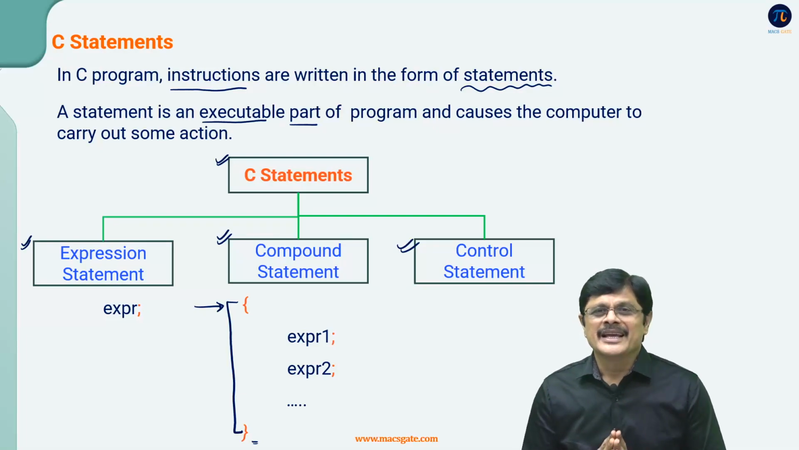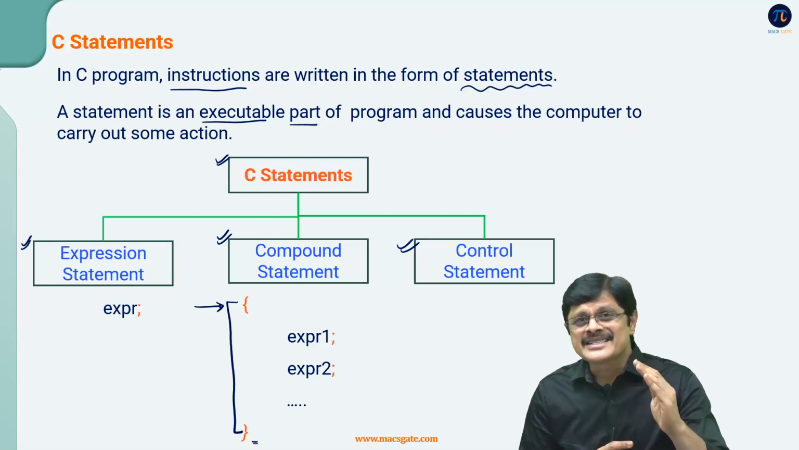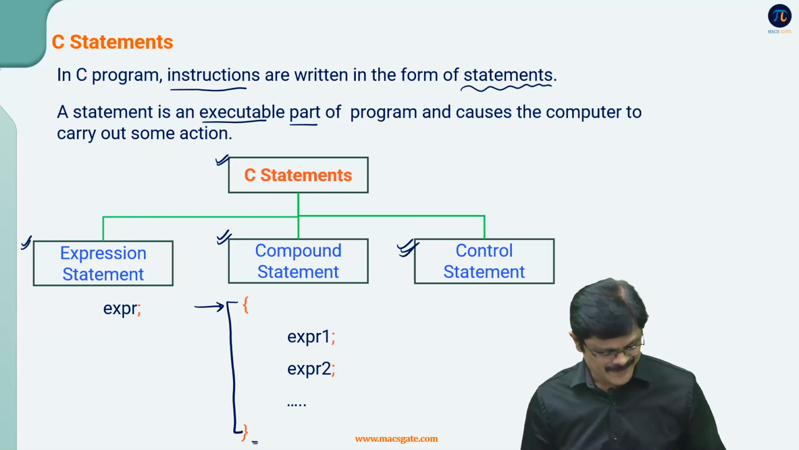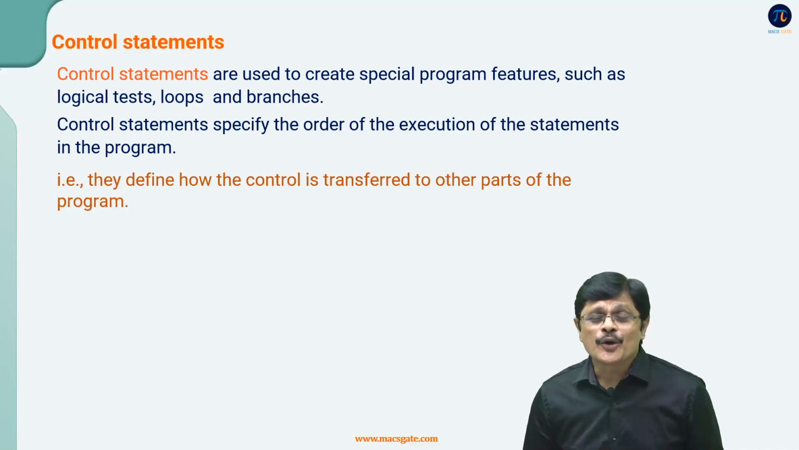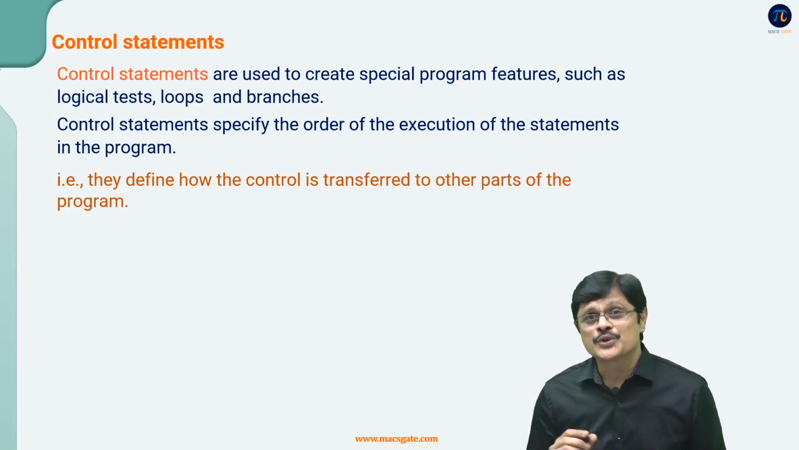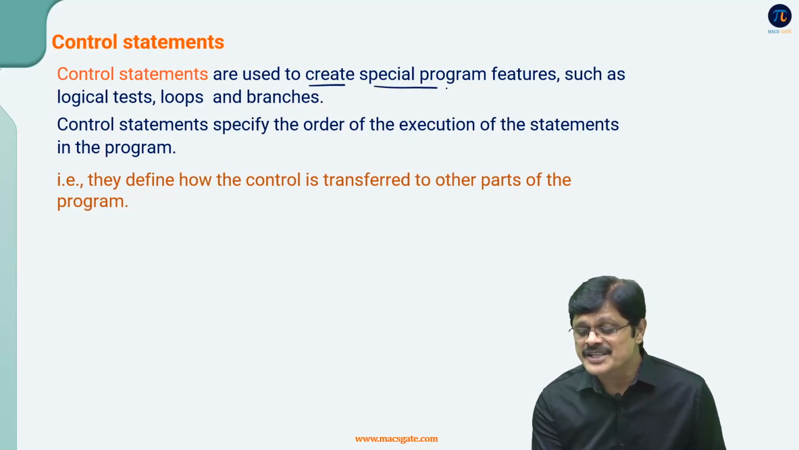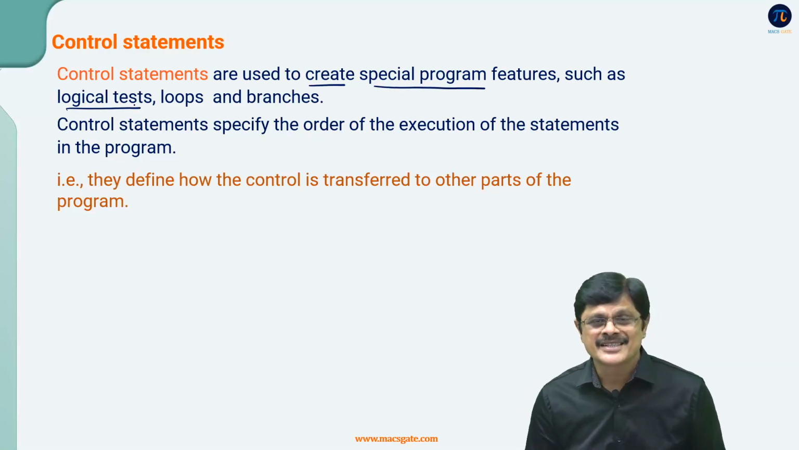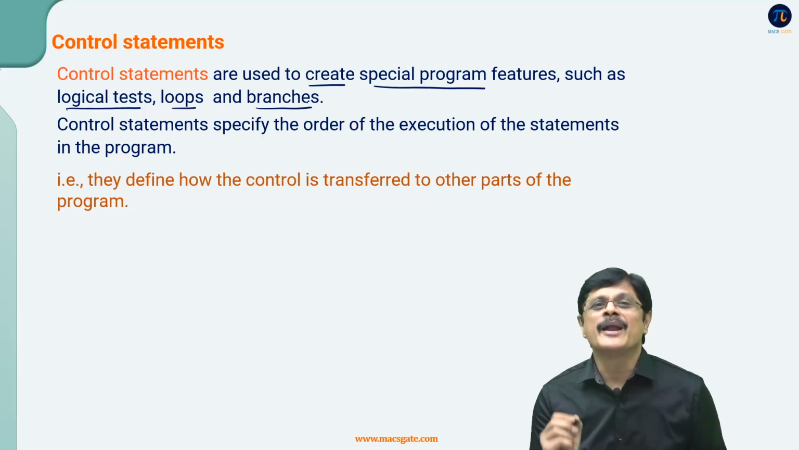Dear friends, in C language, by default the execution is sequential execution. But if you want to change the order of execution, then we are going to use control statements. See, control statements are used to create special program features such as logical test, loops and branching.